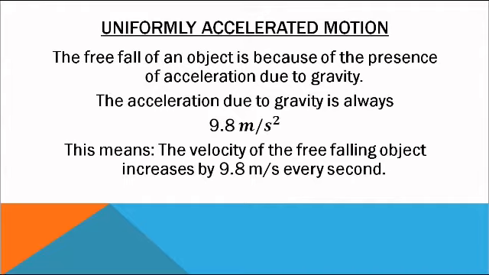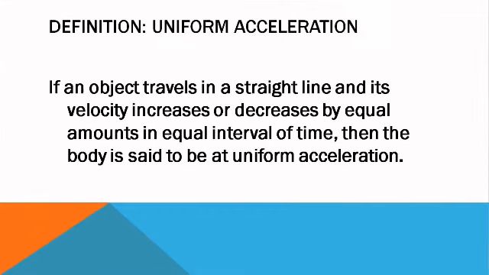So now we are capable of defining what is uniform acceleration. So what is uniform acceleration? If an object travels in a straight line and its velocity increases or decreases by equal amounts in equal intervals of time, then the body is said to be at uniform acceleration.